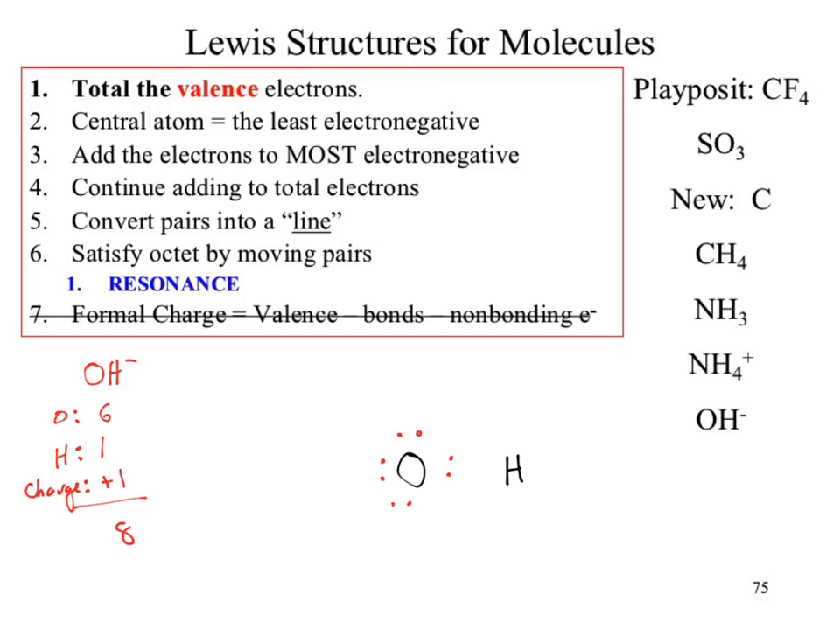Anywhere I have a pair of electrons between atoms, I can turn it into a bond. How many electrons are on the hydrogen? 2. The line represents 2 electrons. There's 2 electrons on the hydrogen, which means its octet is satisfied. How many electrons on the oxygen? 8. Octet satisfied. Is this an official Lewis structure? No, because formal charge, bracket, -1.